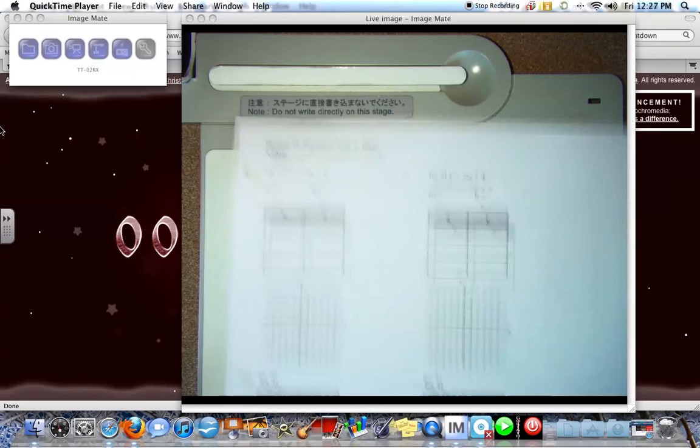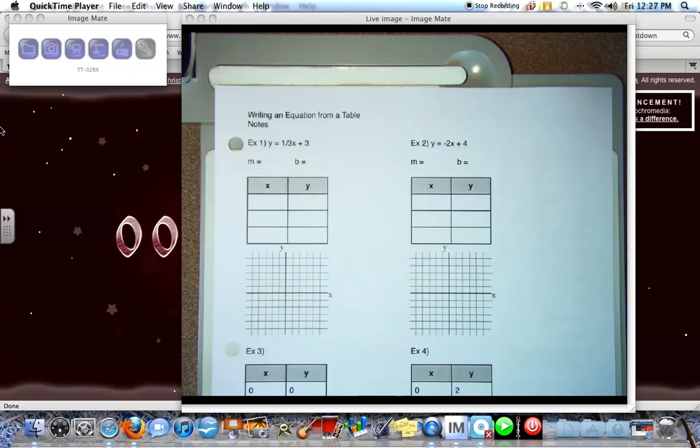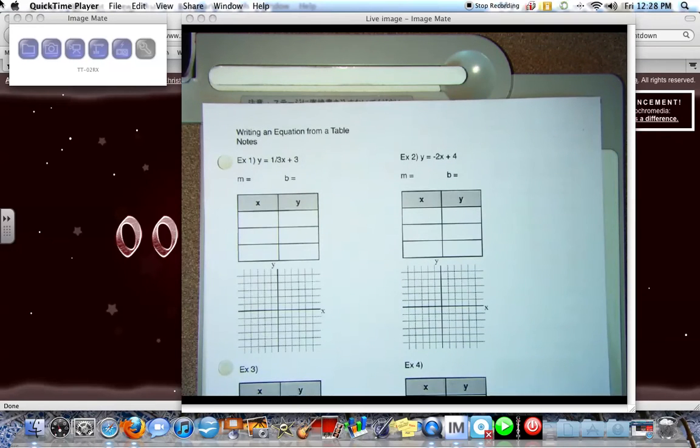All right, today we're going to take a step beyond just looking at the equations, and we're going to look at tables, look at the slope and the y-intercept, and come up with equations just by looking at a set of data. So let's review a little bit first. Example 1, we have 1/3 x plus 3.